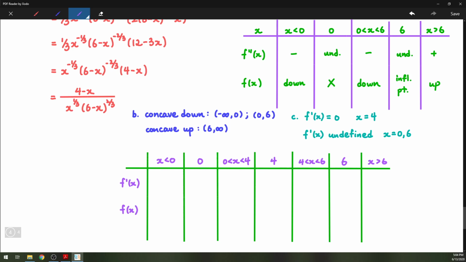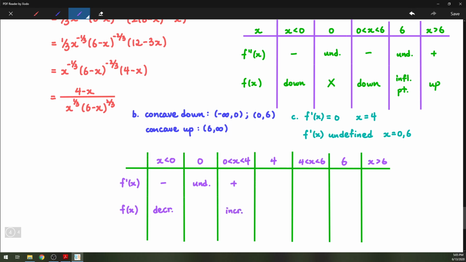Okay, when x is less than 0, this part is positive, this part is negative, and this part is positive. So overall, it is negative. And so the graph is decreasing. Now, at 0, the derivative is undefined. And between 0 and 4, so let's say, for example, x equals 2. So the numerator is positive, this is positive, and this is positive. So overall, the derivative is positive, and this will be increasing.